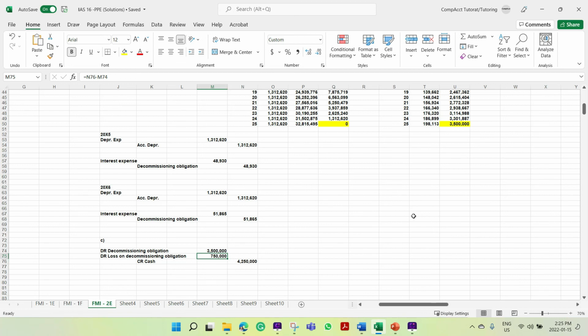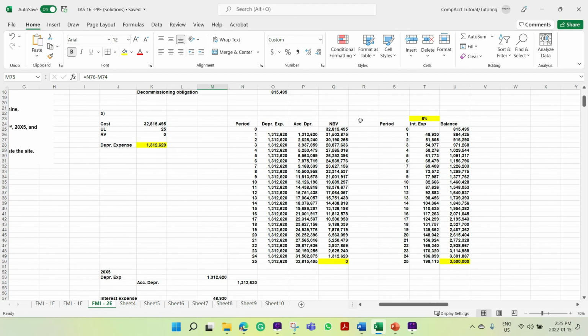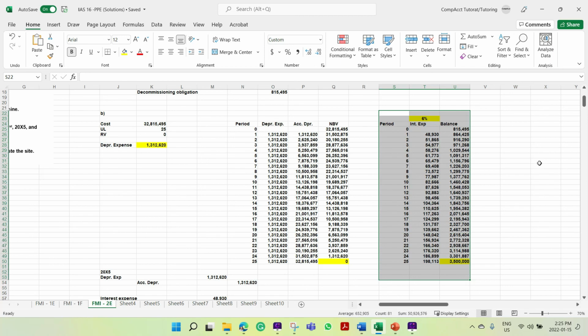So hopefully again the breakdown helps. Hopefully the tables help. I think that using tables really is a good tool at the start. It just helps visualizing the way the entries work in the books, especially when it comes to interest expense. It's a great tool to visualize how we make our way up from 815 to 3.5 million.